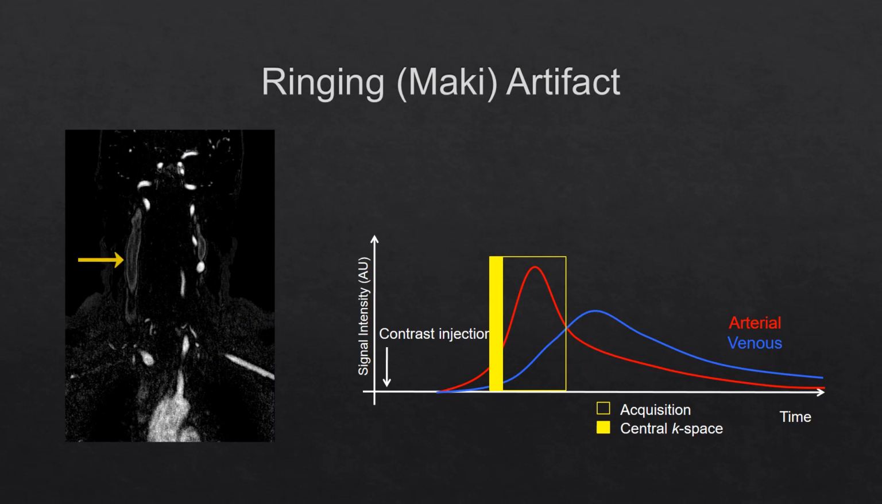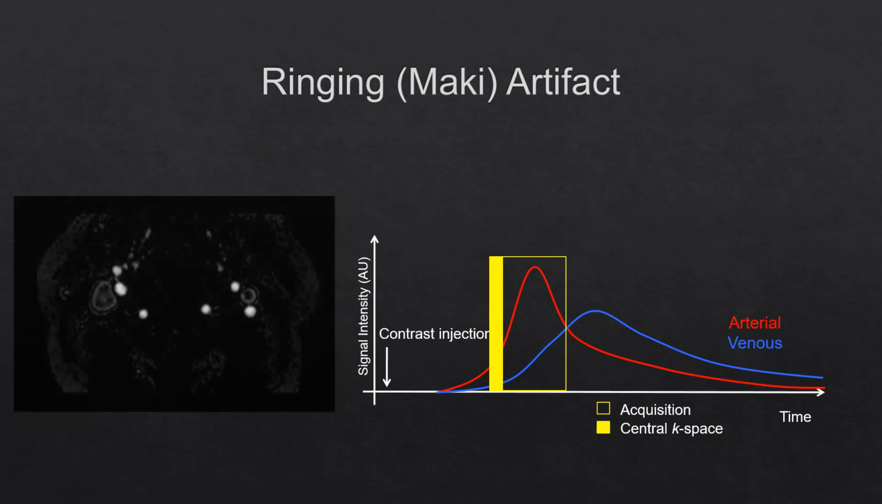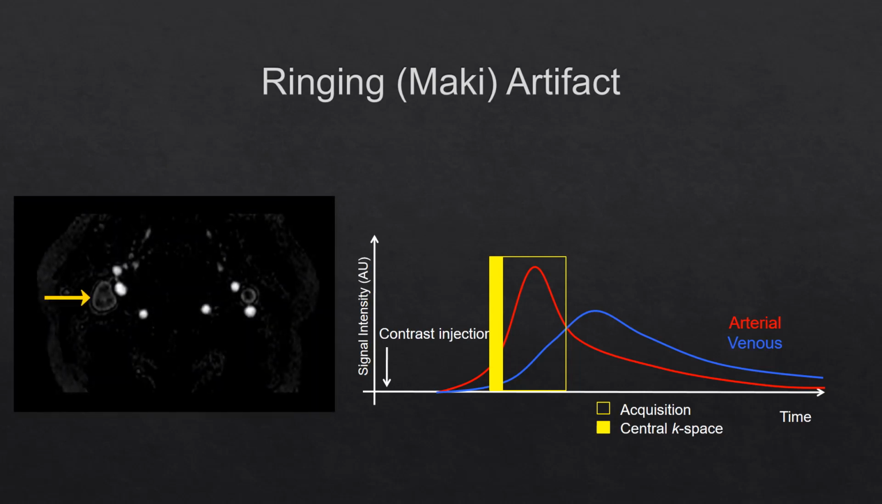There's an example of a carotid angiogram. However, we're looking at the jugular veins here, and we can see that there's alternating bright and dark lines. And this is ringing. There's an axial slice here that shows the presence of those bright and dark lines in the jugular veins.